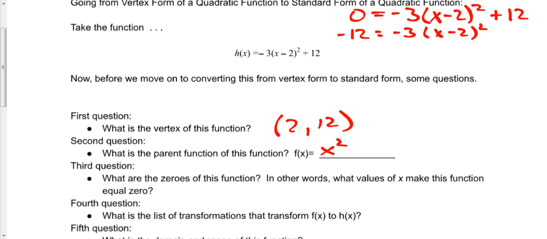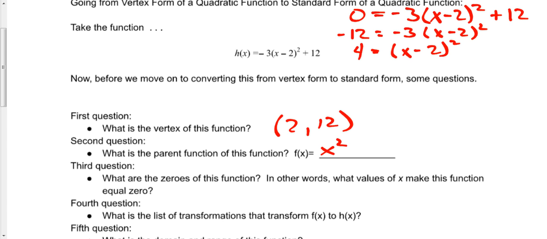Then what? Fine. How would I get that x minus 2 squared by itself? Add 3? Divide. There we go. I'm dividing both sides by negative 3. So when I do that, I get negative 12 divided by negative 3 is positive 4 equals x minus 2 squared. What then?